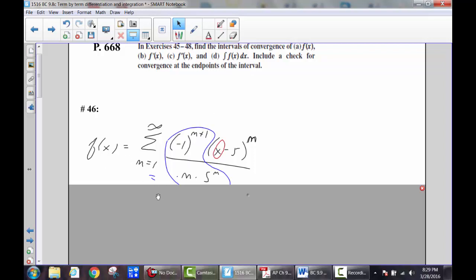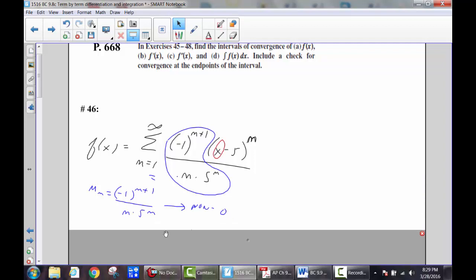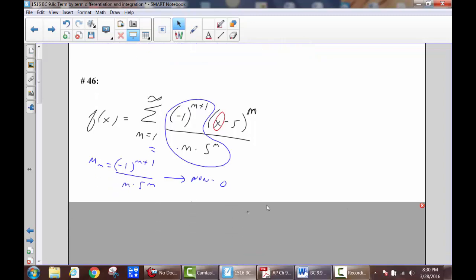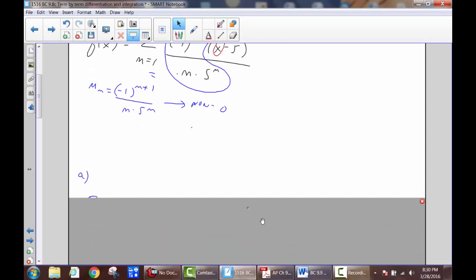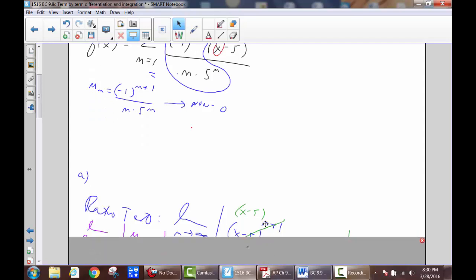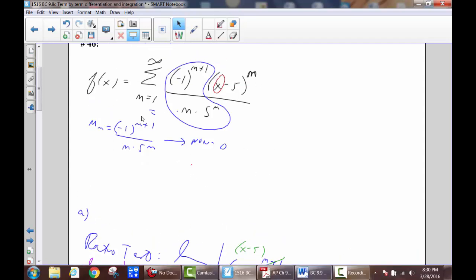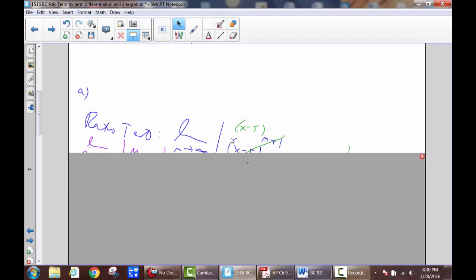So here's number 46, okay? So first of all, the whole thing here is your an. Your un is the part that doesn't have any x's in it at all, which is this part right here, negative 1 to the n plus 1 over n times 5 to the n. So like we've always done, what we're going to do here is do the ratio test on the original function, and then in part B, we're going to find the first derivative, and part C, the second derivative.